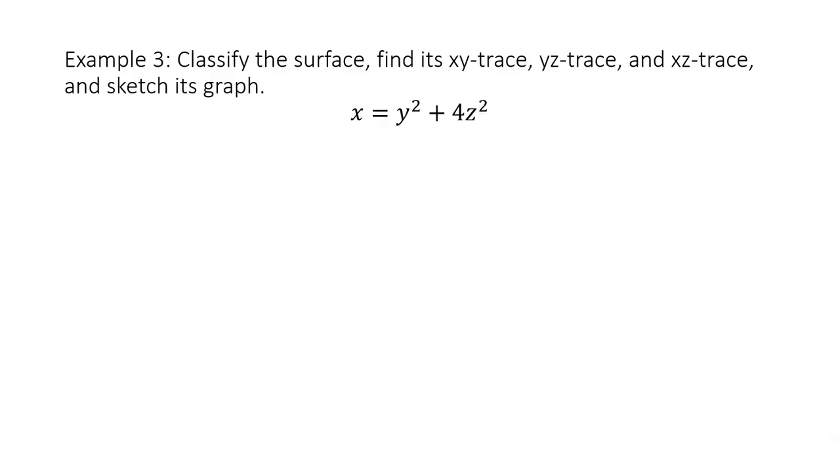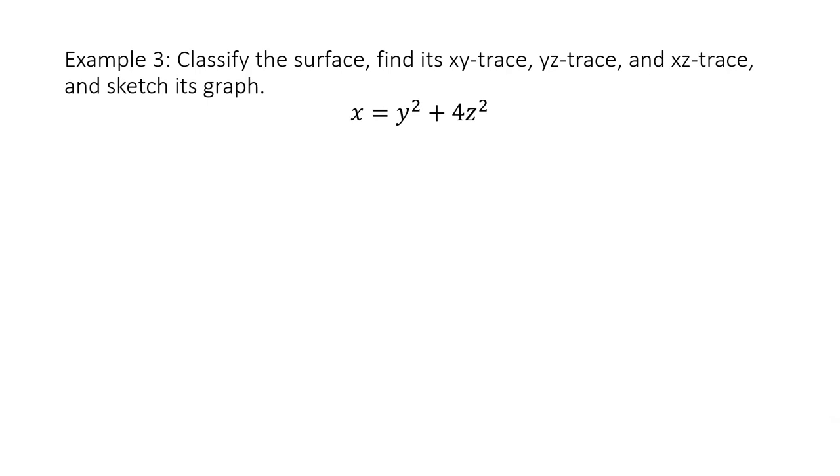All right, so that's a quick summary of our quadric surfaces. And so let's see if we can classify the surface. Then we're going to find the xy trace, the yz trace, the xz trace, and sketch the graph. So I'm going to have to define some words for you as we do this problem.